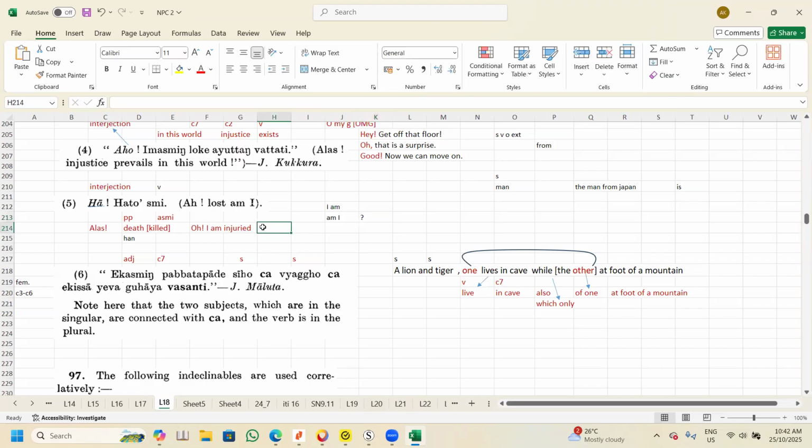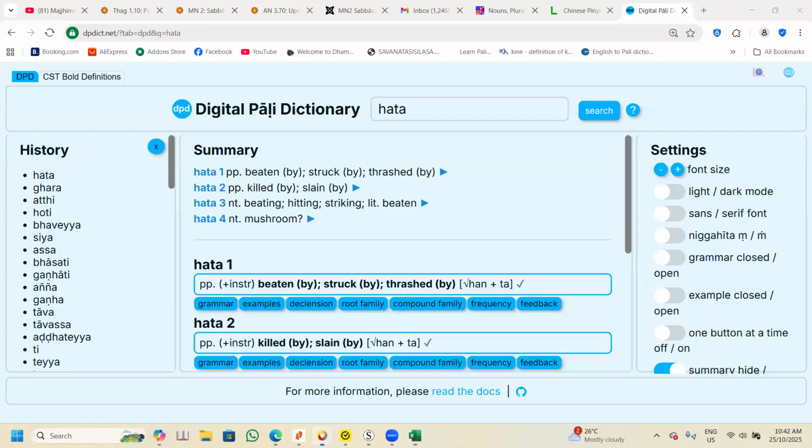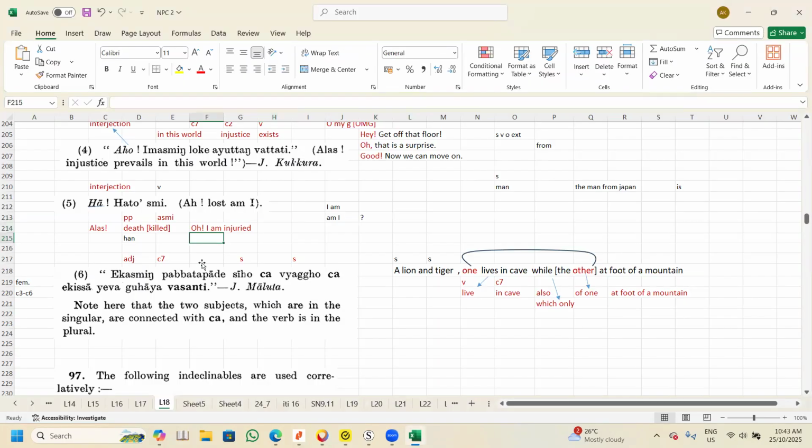If you look here, beaten or thrashed means that if somebody wallops you, you are injured. So you can put it this way. This one, hata, if you look at another phrase of this Pali, probably it is going to indicate you lost your job, or you lost your way. Something like "lost am I".